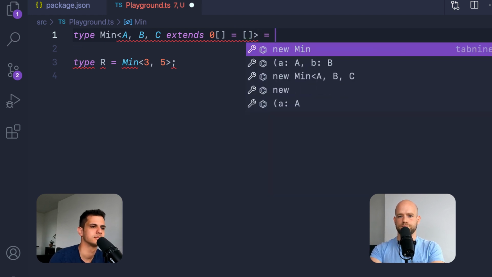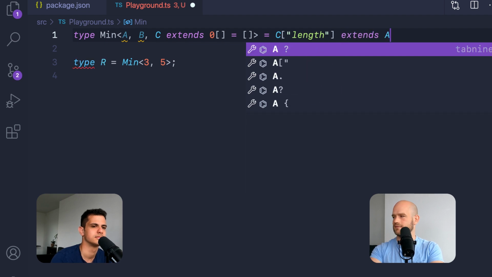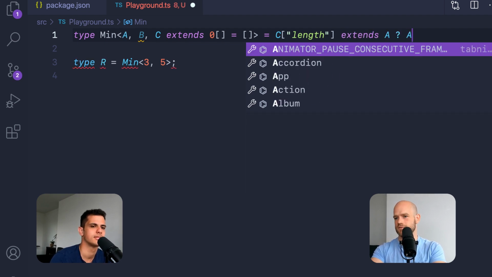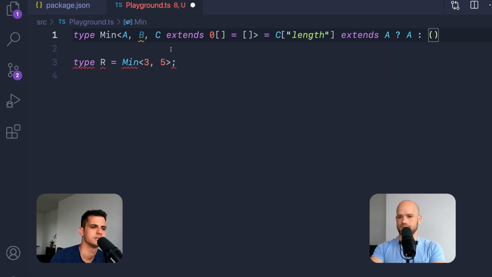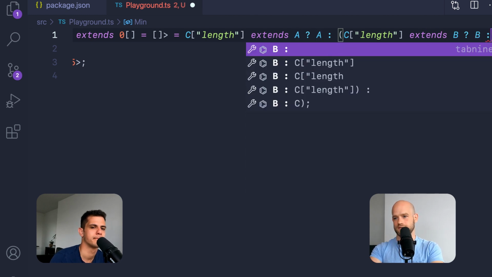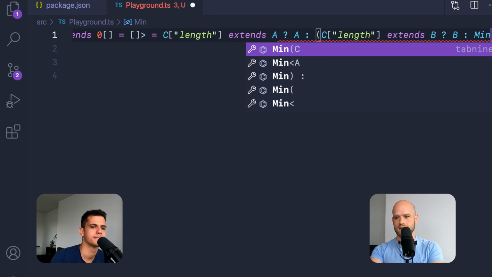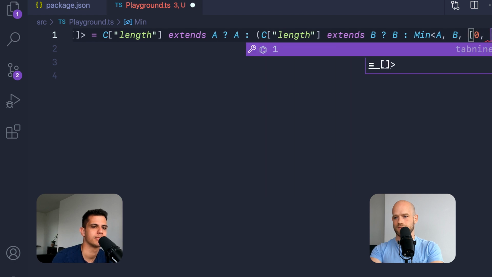So if C length extends A, it means we should stop, and the minimum is A. We reached A. If not, we check if we reach B, and then we need to return B. So extends B, we return B. If not, we continue. So we do a min of A, B, and we add 1, 0 to the array.